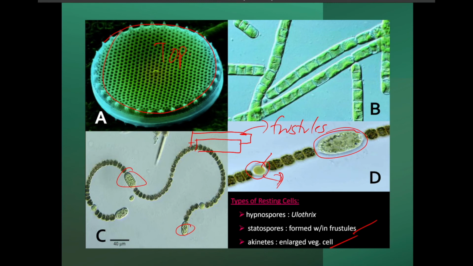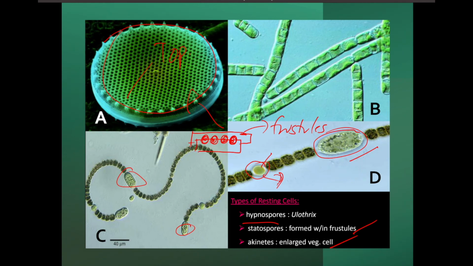Your statospores are located within that frustules. It looks like spores inside the frustules. The statospores are formed inside that frustules. Okay, so that's for your diatoms. So we have the akinetes right here, we have the frustules and the statospores inside them, and we also have your hypnospores for the case of Ulothrix.